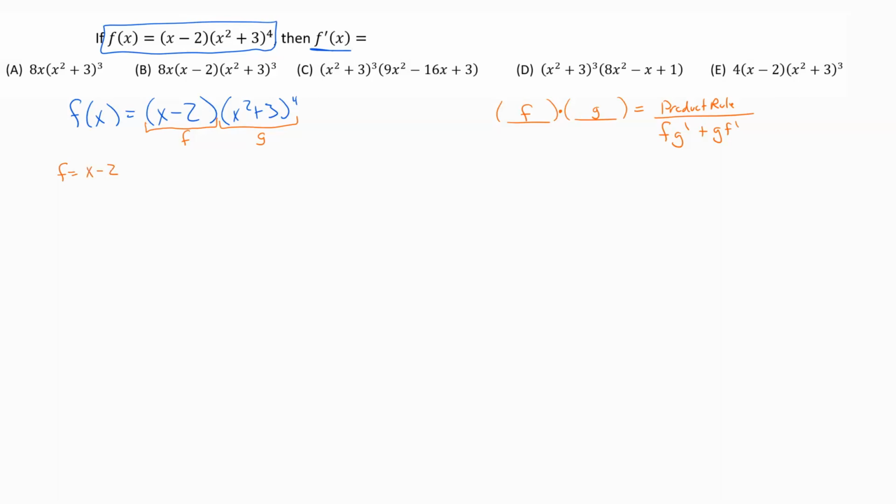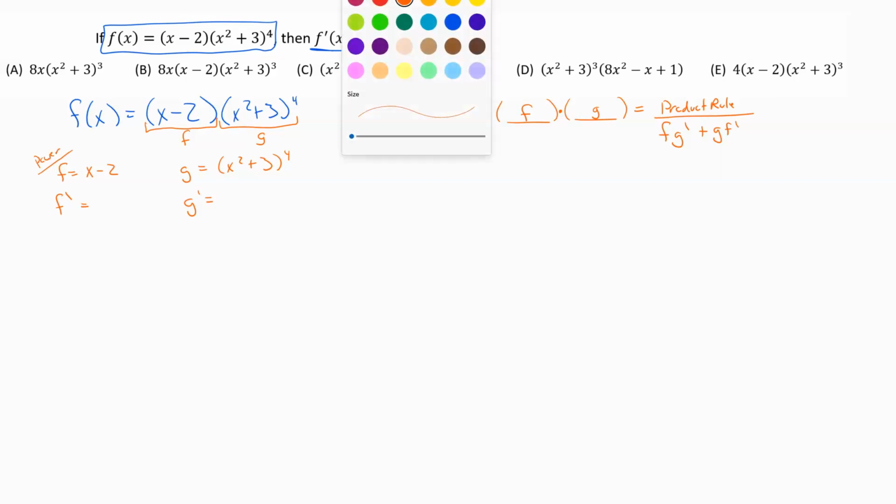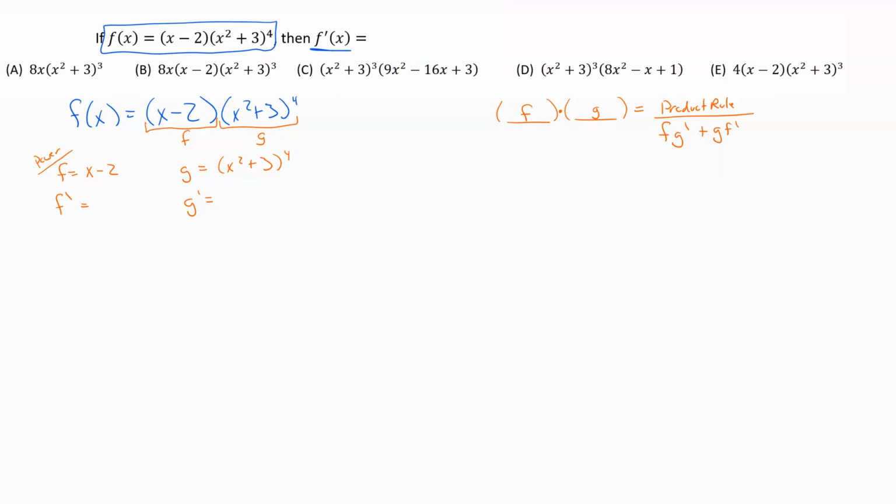So I break them out into little bite-sized math problems. f is x minus 2. g is x squared plus 3 to the fourth. And then I need to go find an f prime and my g prime, the derivatives of those pieces. So now I'm able to look at them as smaller little bite-sized math problems. When I look at f here, this is just going to be our standard power rule that we use on very straightforward derivatives.